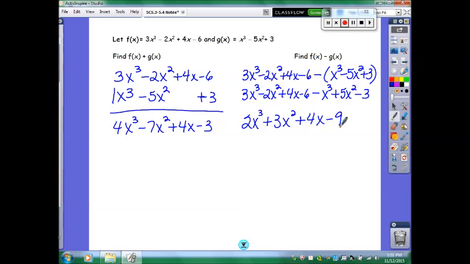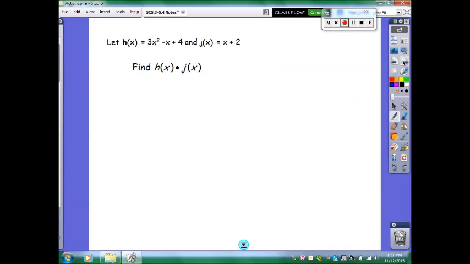All right, let's move on to multiplication. So let's multiply these two functions. Not functions, let's multiply these two polynomial functions. Okay, so we're going to multiply the two together. So we got h of x, which is 3x squared minus x plus 4. And we're going to multiply by x plus 2. I like to think of this as superfoiling. We're going to multiply everything in h of x times everything in j of x.